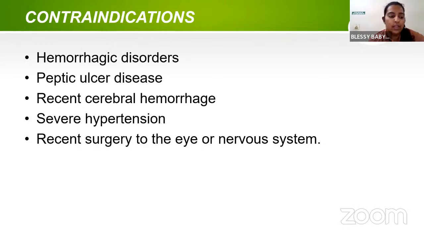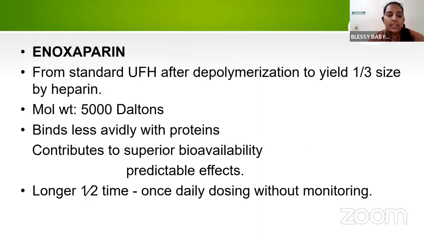Now, a few words about the most commonly used low molecular weight heparins, that is enoxaparin and dalteparin. First, about enoxaparin. It is synthesized from standard unfractionated heparin after depolymerization, and they yield one third the size of heparin. And their molecular weight is approximately 5,000 Dalton, and it binds less avidly to protein. And this feature contributes to its superior bioavailability and predictable effects. And it has a longer half-life, so once daily dosing without monitoring is an advantage.